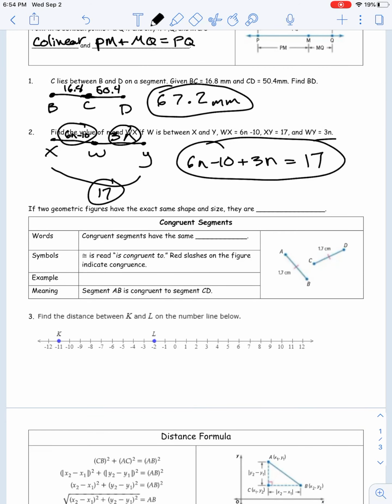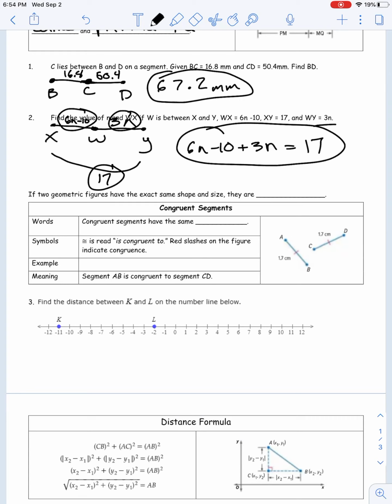Next, if two geometric figures have the same exact shape and size, they are congruent. Congruent is a massive vocab word that we need to get down. Congruent segments have the same length. This is the congruent symbol. It looks like an equal sign with a little squiggly at the top. It's called a tilde. You read it as "is congruent to."